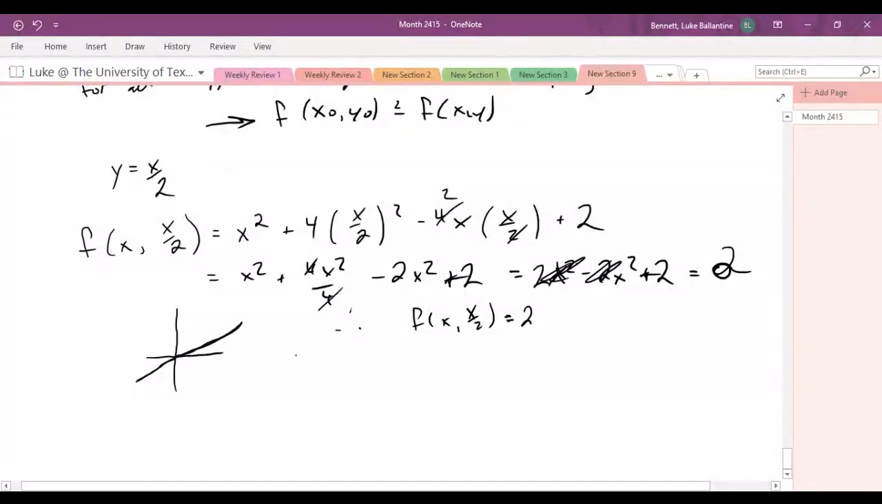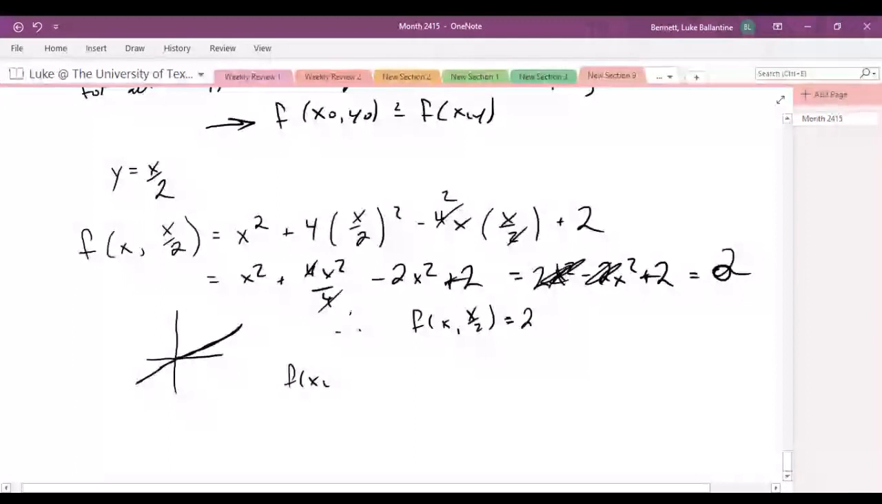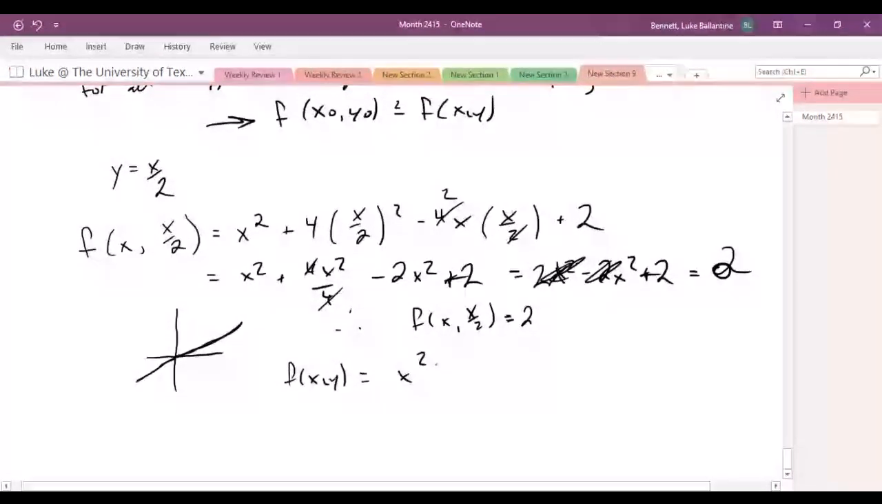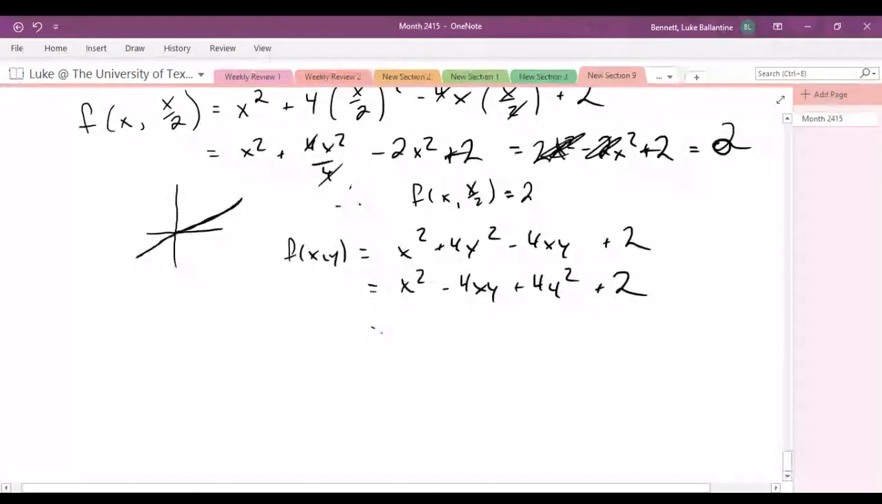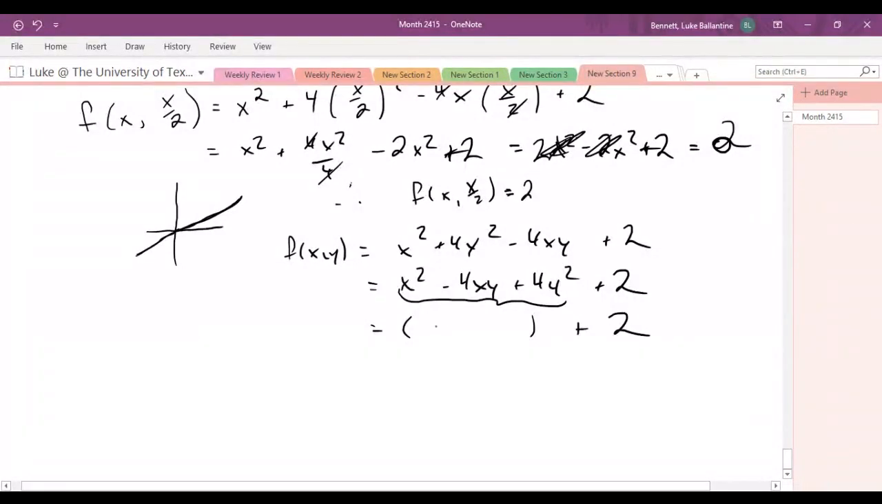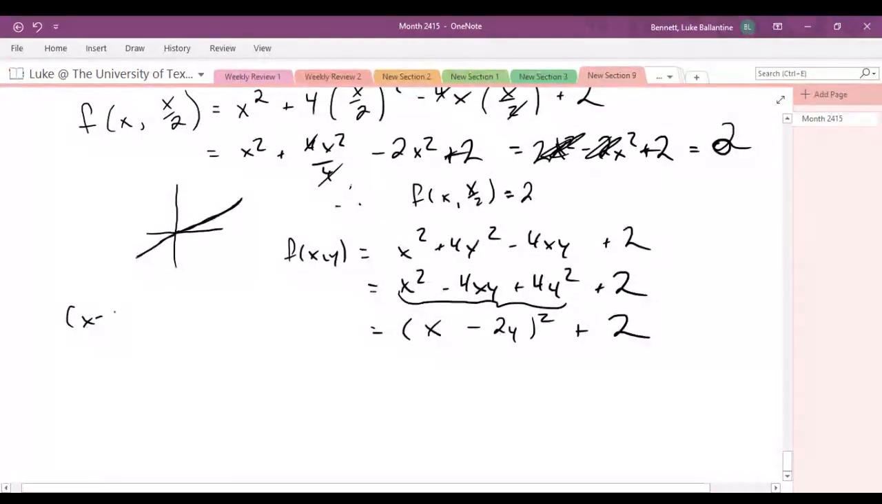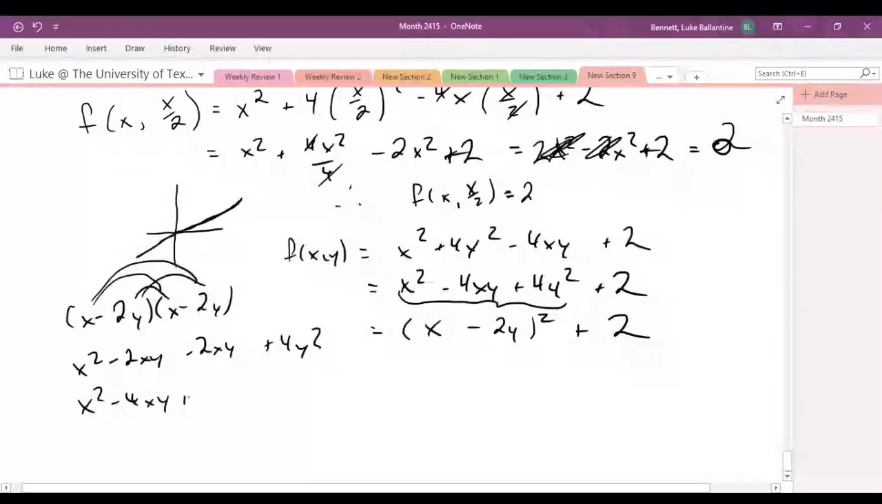But looking back at our original function, we have f(x,y) equal to x² + 4y² - 4xy + 2. Let's rearrange this: x² - 4xy + 4y² + 2. We can factor this. It's actually a perfect square. Look, (x - 2y)², because (x - 2y)² is really x² - 4xy + 4y².